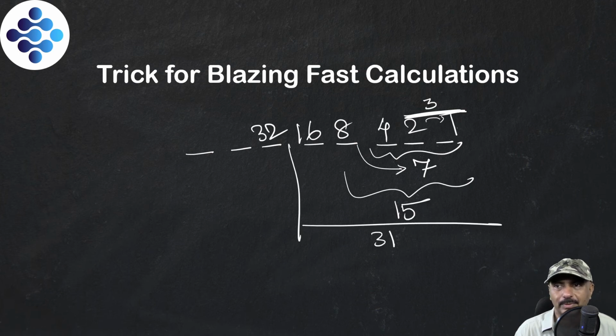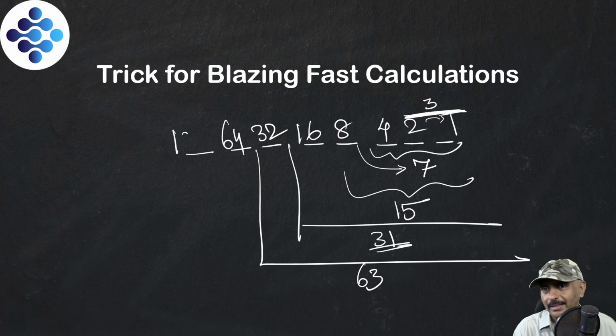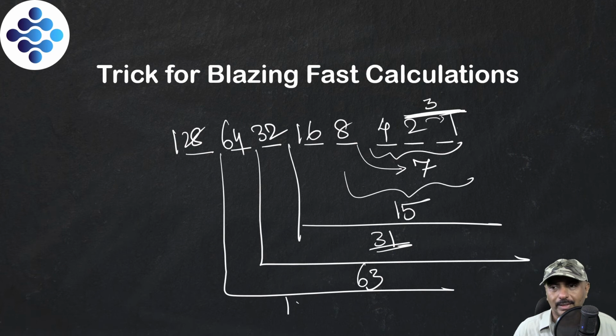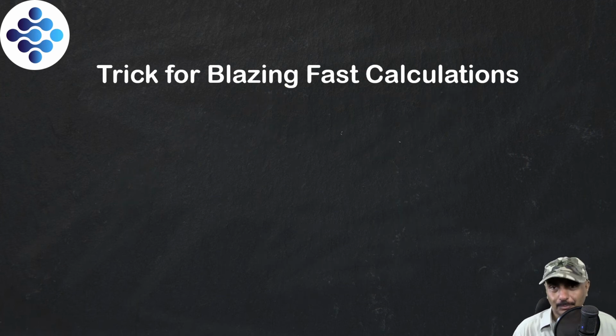How come? 16 plus 8, 24, plus 4, 28, plus 2, 30, plus 1, 31. So 1 less. Over here this is 64, so the total of all of them would be 63. And this is 128, the total of all of them would be 127. The number coming up next is 256, and we know it very well, the total of all of them is 255. So let's take one more example.